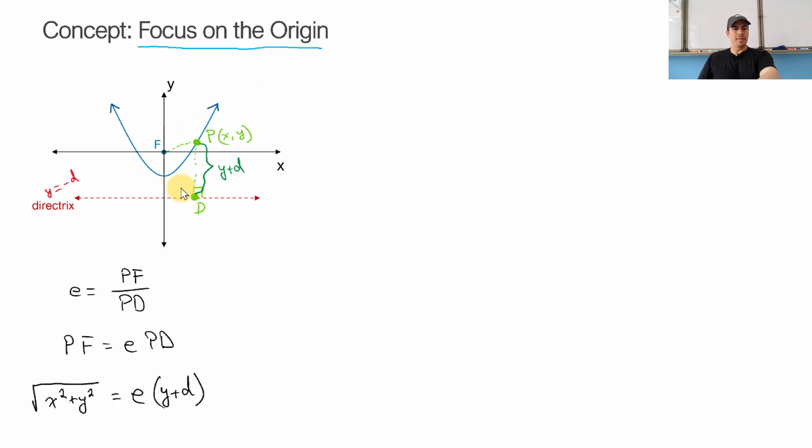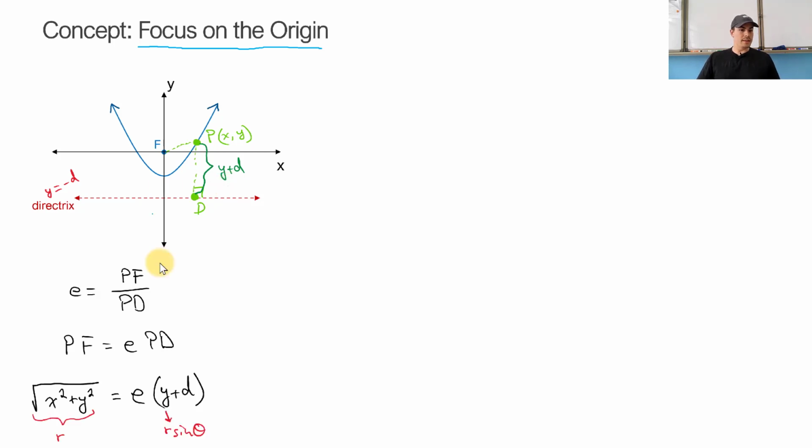Well, if I use my Pythagorean theorem, I know that that is going to be the square root of x squared plus y squared, right? And then I'm going to substitute PD, because that is just the distance y plus d, like we have right here. And now we can start substituting in some of our polar terms, right?